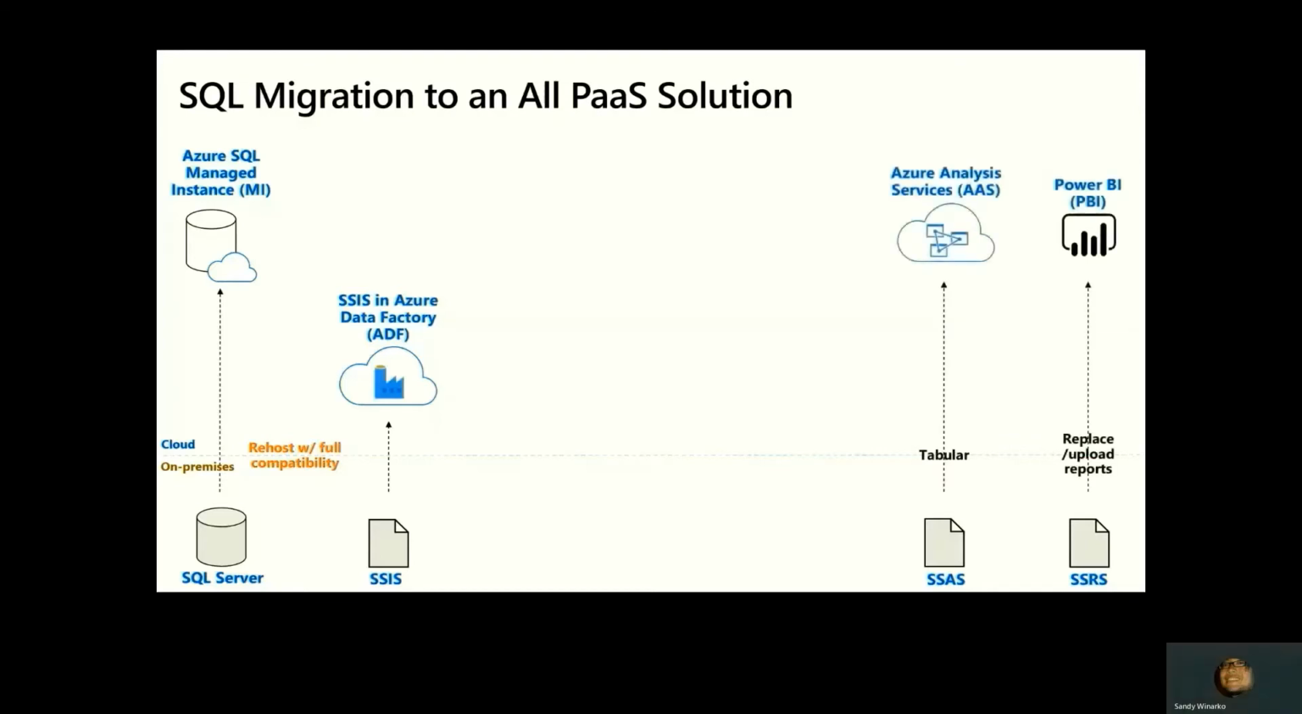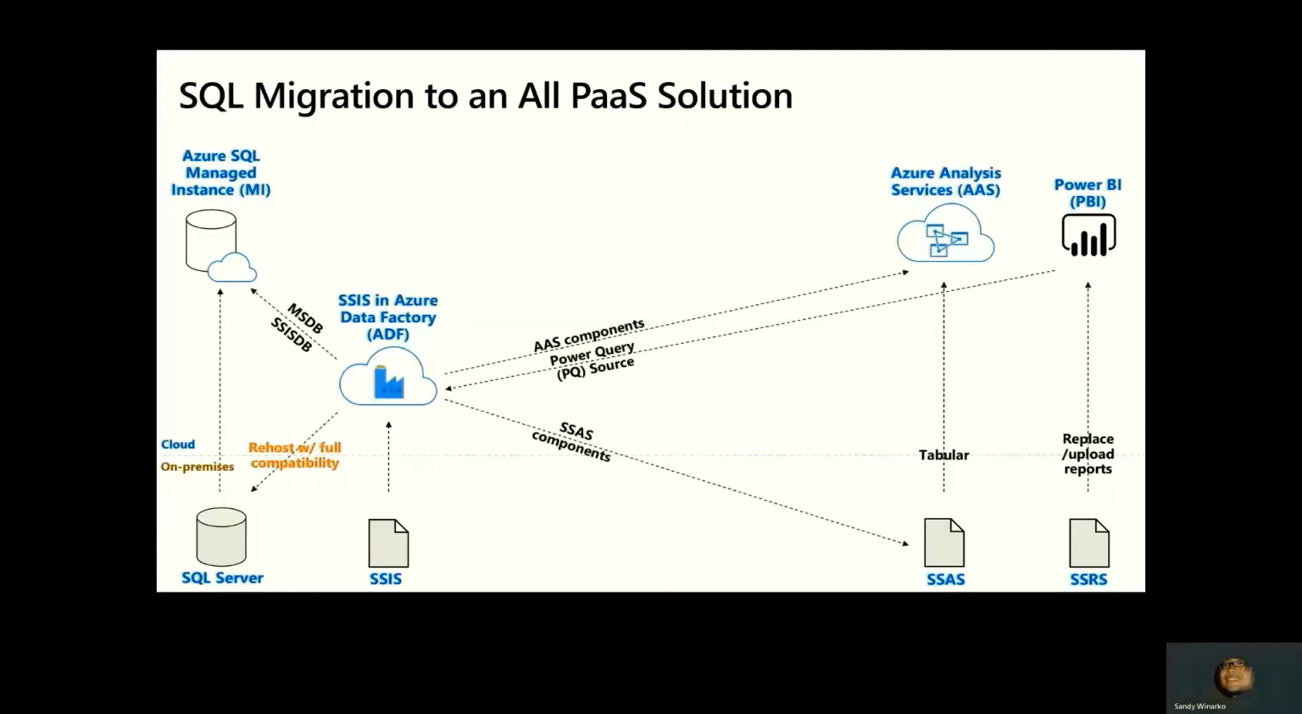For SSAS, you can rehost your tabular data model on Azure Analysis Services or AAS, which is also a PaaS solution. If you have a multi-dimensional data model, AAS does not support it yet, so you can leave SSAS on premises or rehost it on Azure VM, which is an infrastructure as a service or IaaS. For SSRS, there is no PaaS solution for it yet, but you can upload its existing reports and completely replace it with Power BI, which is a software as a service or SaaS.